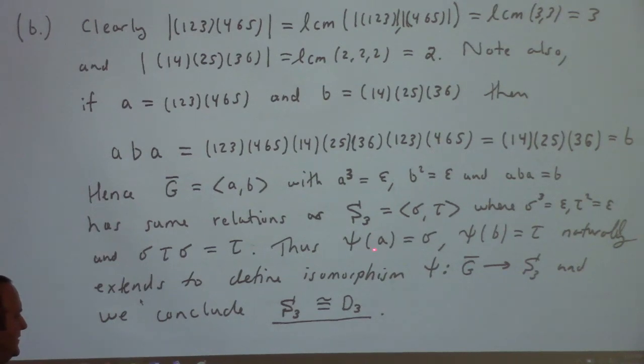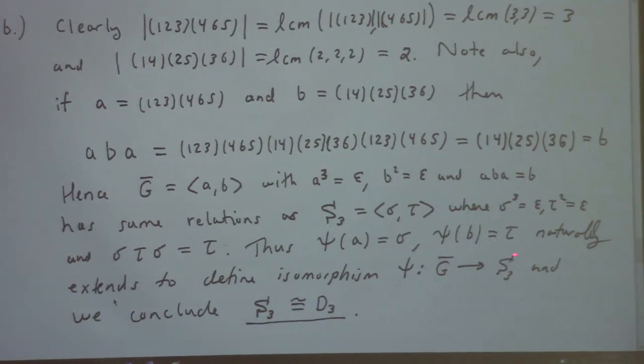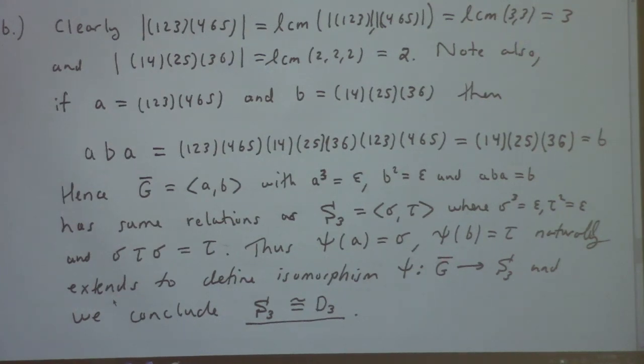If I send A to sigma and B to tau, as in the sigma and tau in the book that generate S3, then that will extend to an isomorphism because it's sending generators in the same relations in both groups. And so that shows you that G bar is isomorphic to S3, but of course G bar is isomorphic to D3 by construction. And so that means S3 is isomorphic to D3.